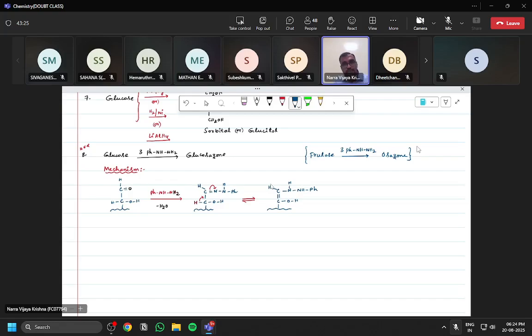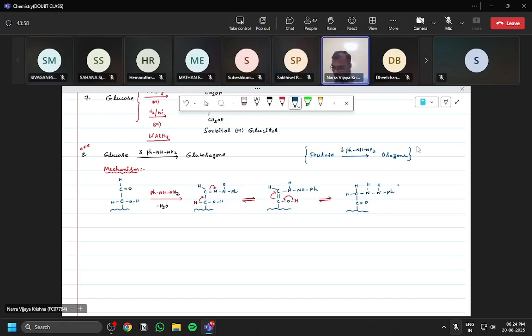Now I am doing rearrangement again. I am making this bond shift here, this bond shift here, and I am migrating this hydrogen from here to there. So I am doing tautomerism one more time. So the product will be: this carbon chain length remains the same. This converts into C double bond O. This is CH2, NH, again NH phenyl.